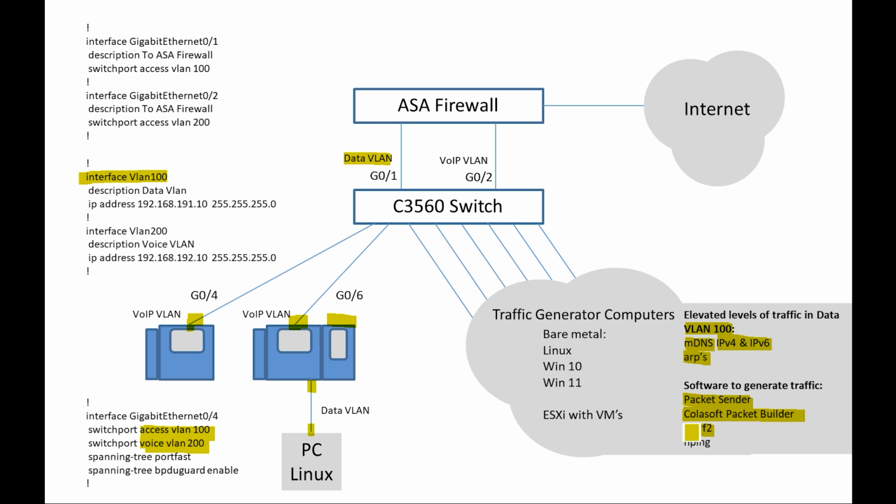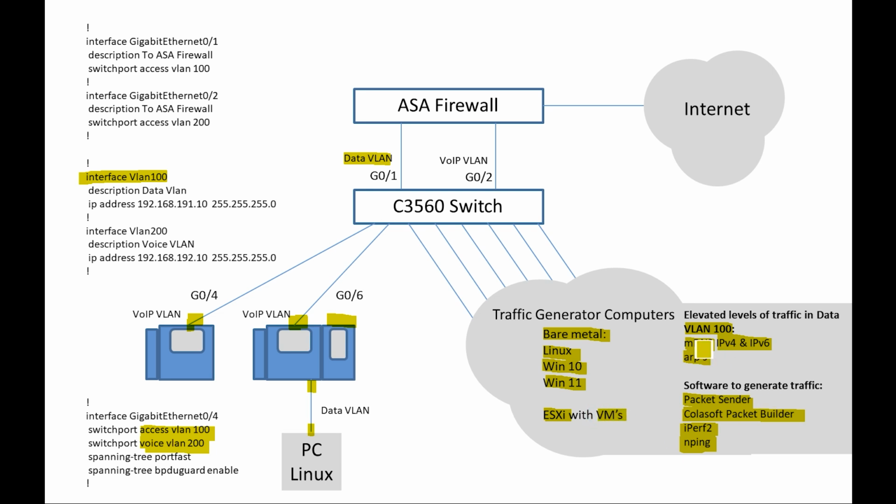iPerf2, and the reason I use iPerf2 is I needed to be able to generate mDNS or multicast traffic. iPerf3 does not support that. I was running this both on bare metal Linux and Windows boxes, and nping, which is a utility part of nmap. So this was also bare metal Linux. So there's a variety of different computers, approximately 10: Linux, Win10, Win11, bare metal, and also an ESXi server with a few Windows 10 VMs.